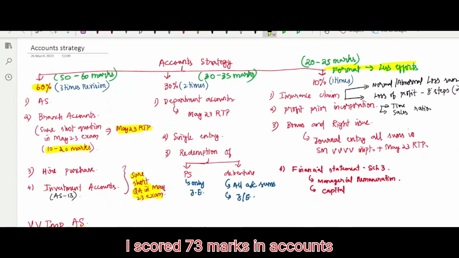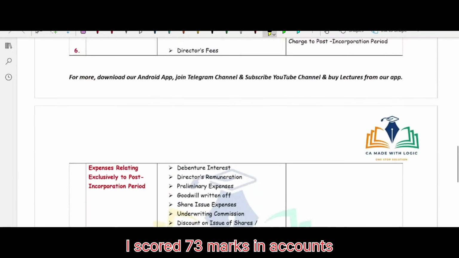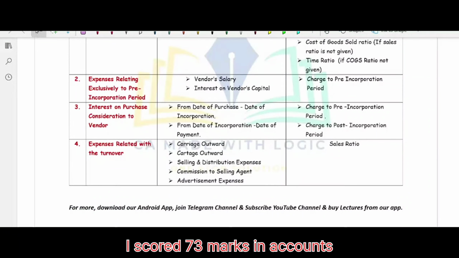Then comes profit prior to incorporation. In this chapter, the only difficult thing students find is finding the sales ratio and time ratio. If you are able to find the sales ratio and time ratio correctly, you will perform well in your exam. So here is a simple chart so that you can remember the things: whatever is earned before incorporation you treat as pre-incorporation, and all expenses you treat as post-incorporation.